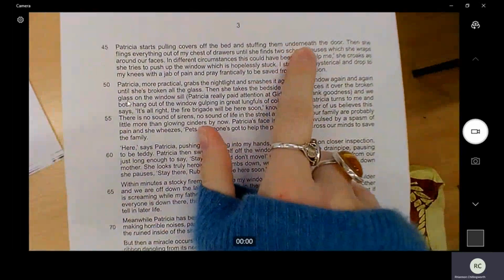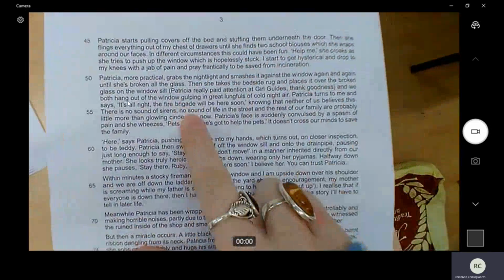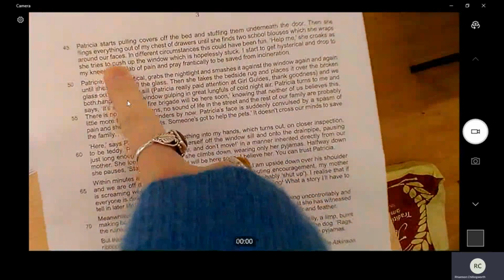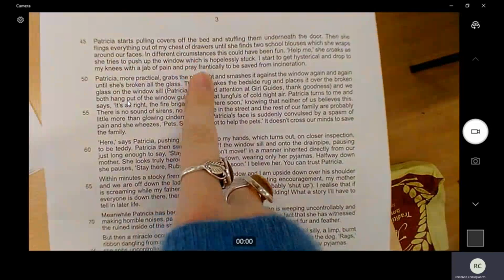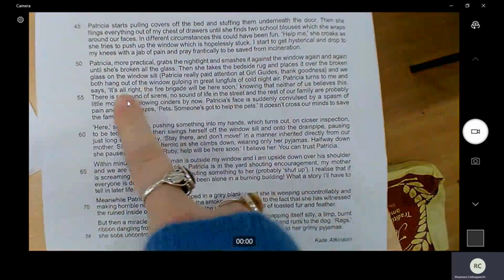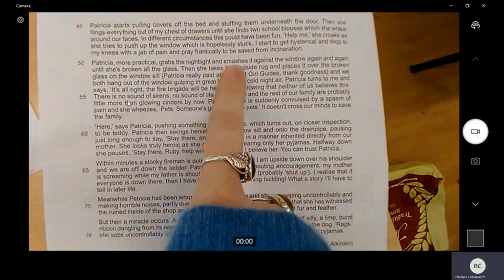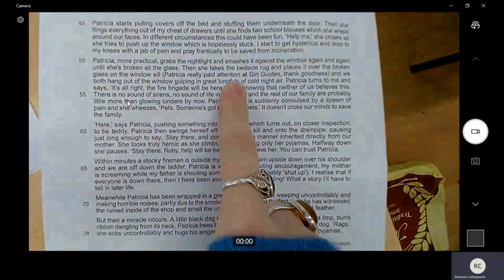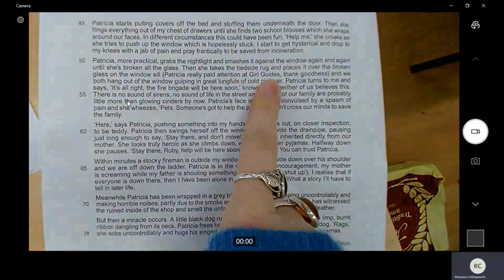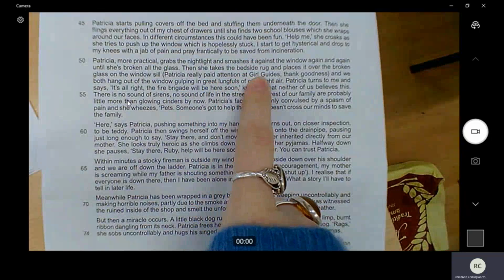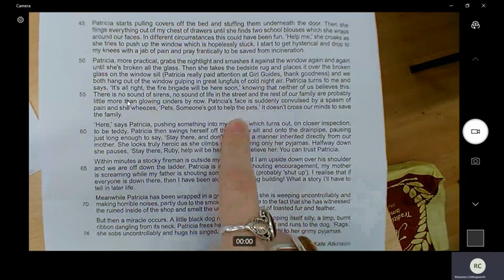That's really quick thinking. That's stopping the smoke from going in, finding the blouses, wrapping them around their faces. The fact that Ruby is hysterical, but Patricia's practical. She smashes the nightlight. Patricia really paid attention at Girl Guides. Now, that's interesting because it implies that she potentially always had this knowledge and this heroism in her.